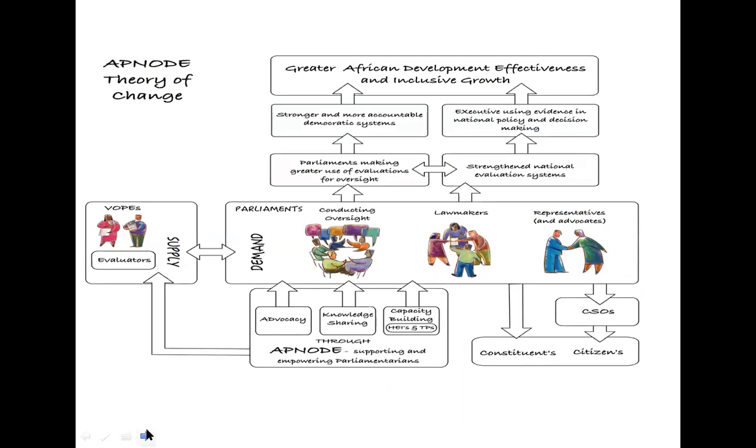When you look at the AFNOD theory of change, you should see that at the center are parliamentarians and parliaments. Parliamentarians have the capacity, through support from AFNOD and their tripartite role as lawmakers, conductors of oversight, and representatives of citizens, to advocate for wider use of evaluation as evidence in national decision-making, legislate for a conducive environment for evaluation, create demand for and make use of evaluation as part of oversight, and engage with citizens, civil society organizations, development partners and other stakeholders in both the demand and supply area, to provide stronger and more accountable links between the citizens and the executive.